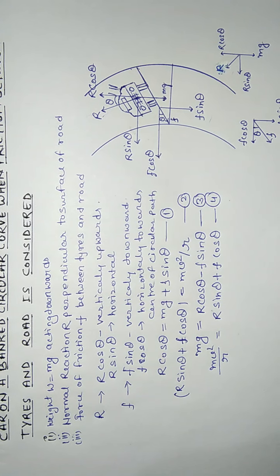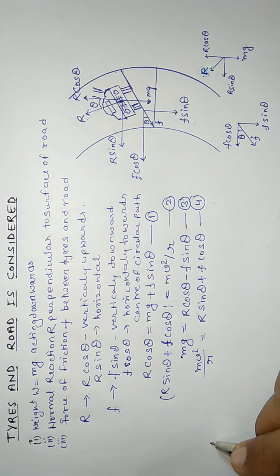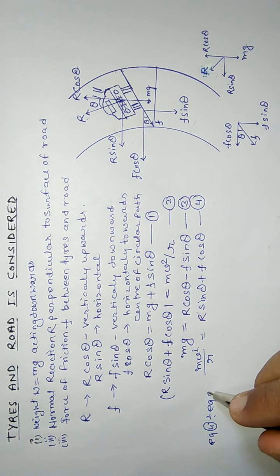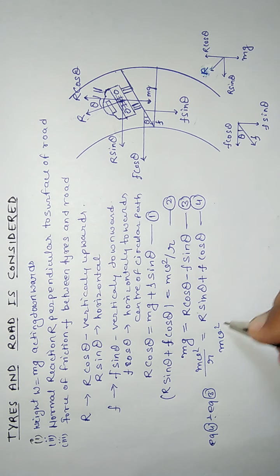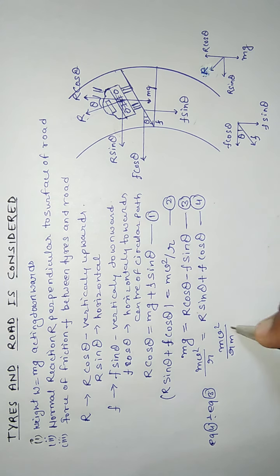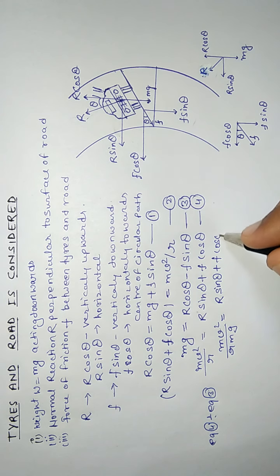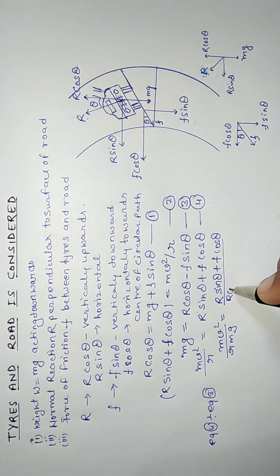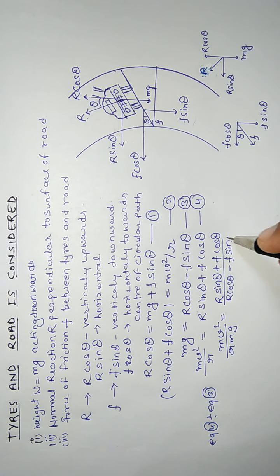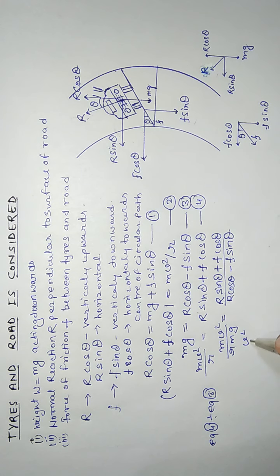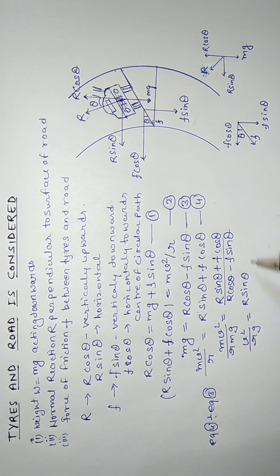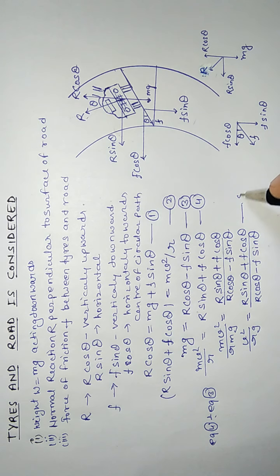Now dividing equation 4 by equation number 3, we will get mv square upon r mg is equal to R sin theta plus F cos theta upon R cos theta minus F sin theta, or v square upon rg is equal to R sin theta plus F cos theta upon R cos theta minus F sin theta. This can be written as equation number 5.